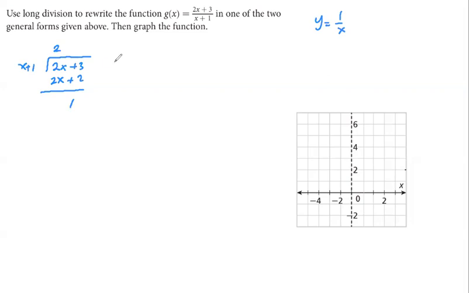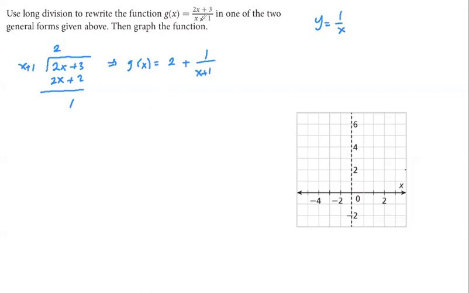This is my remainder. So this g of x can be written as 2 plus the remainder 1, so we write 1 over x plus 1. This is what we used to do when we talk about long division. But to be honest, I wouldn't use this one, especially for this simple question, because the numerator and denominator are not too complicated.